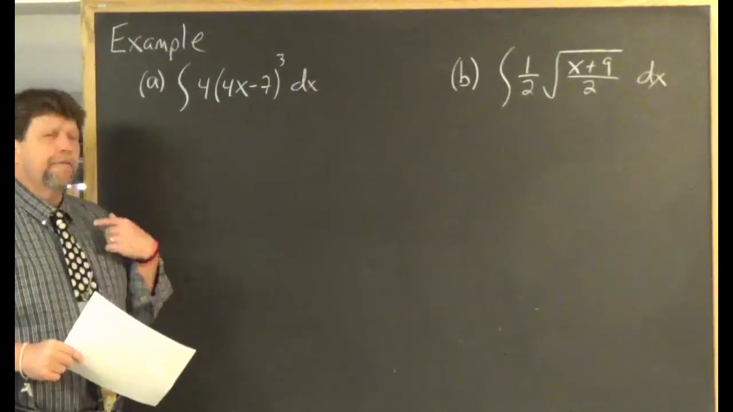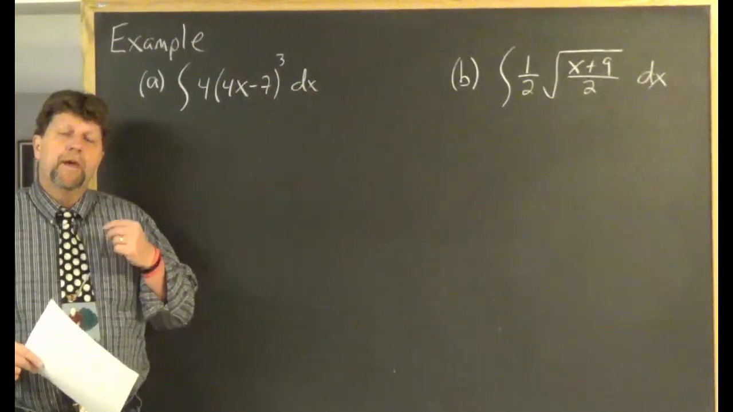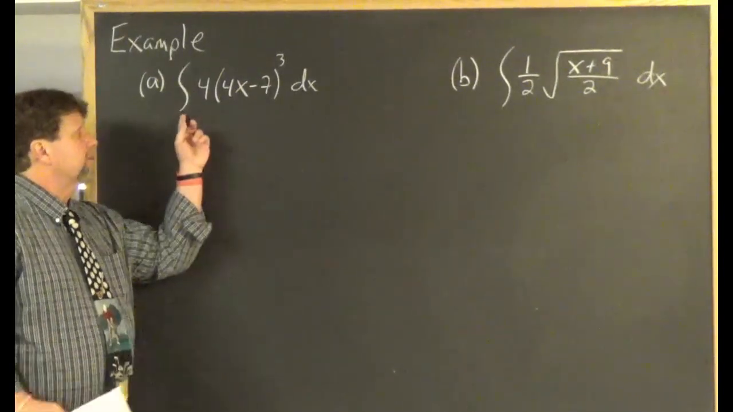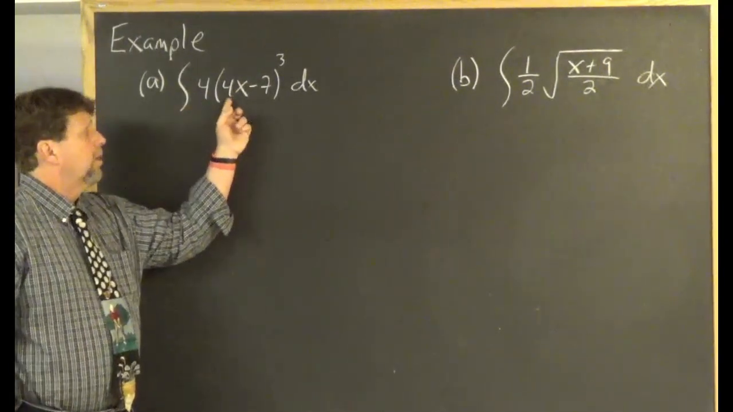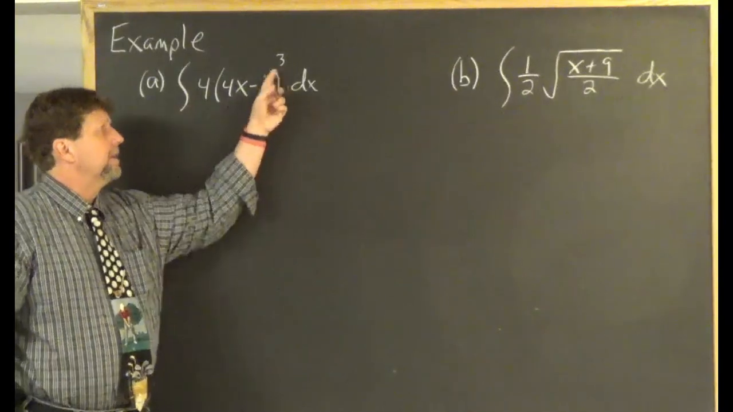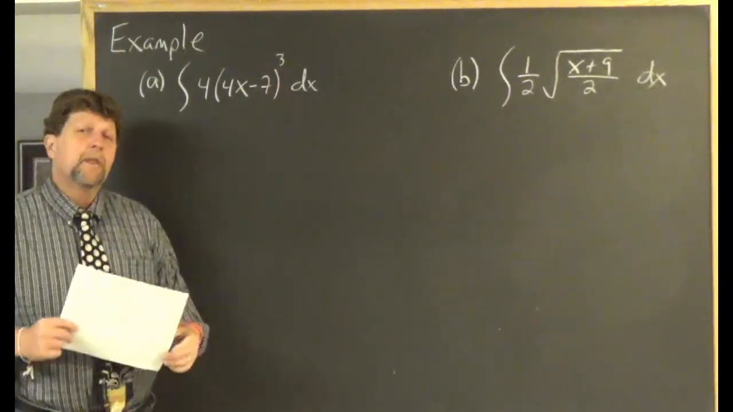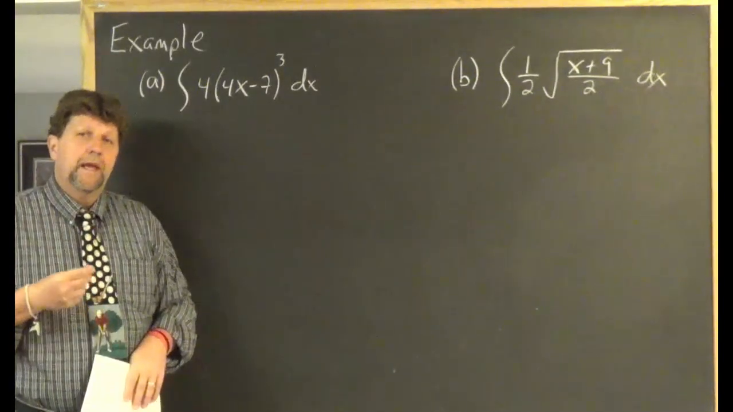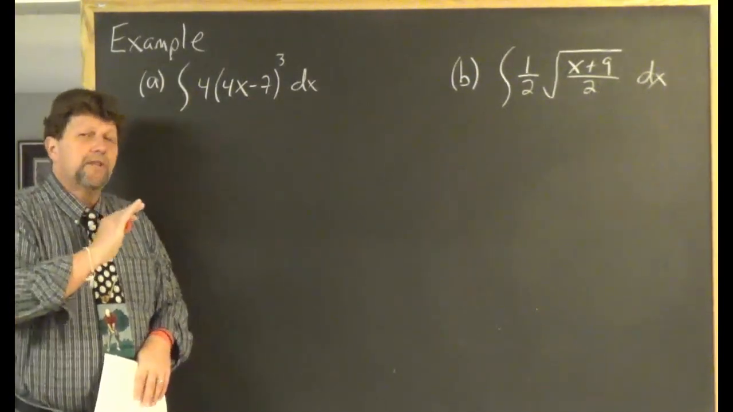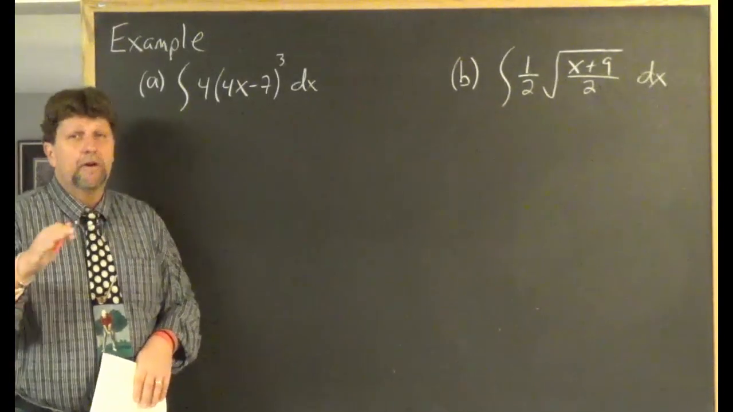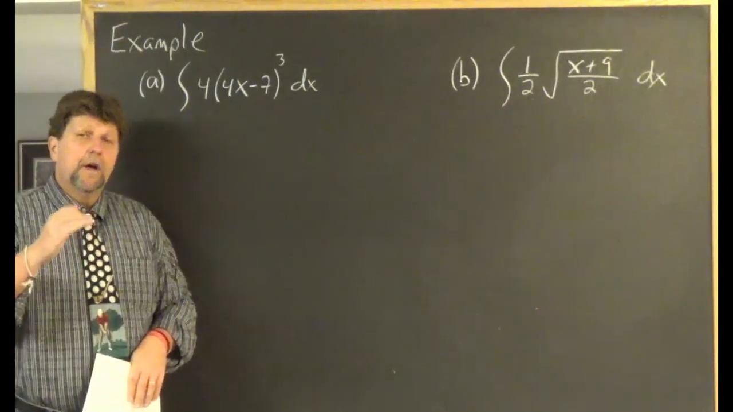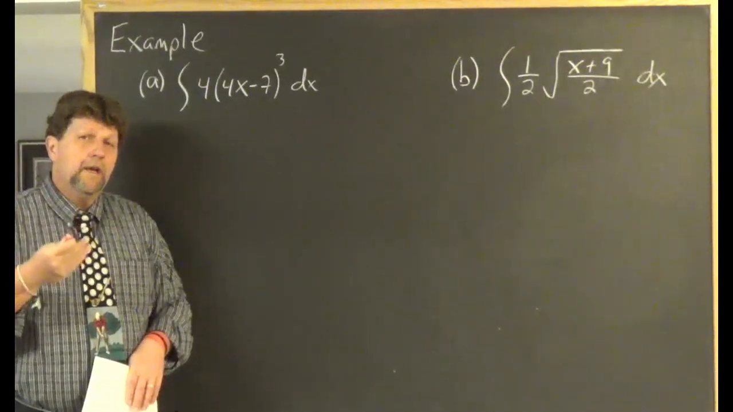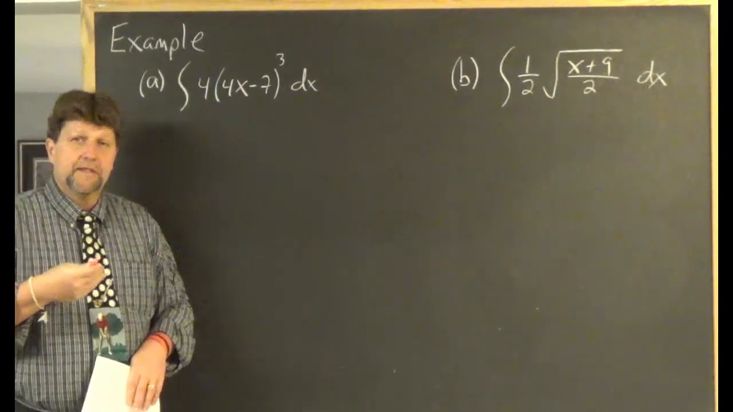All right, folks, here we are, the first example of showing you how the method of u-substitution works. So when I look at the first one, integrate 4 times the quantity 4x minus 7 to the 3rd dx, the first thing I look at is what am I going to let u equal? And I'm going to start to also mention some guidelines that will come up later on in the video. But my first thought here is I'm going to try to let u equal what's inside the parentheses.